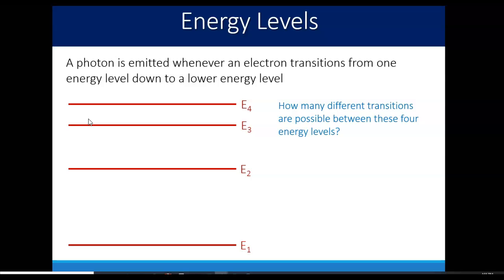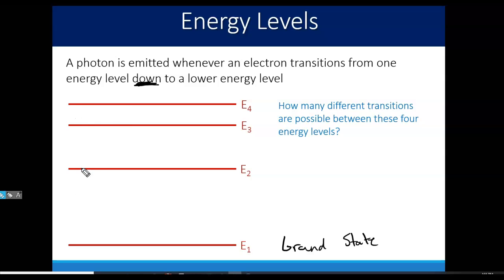Now, this is a very common type of IB question to see. In this case, these horizontal lines basically correspond to the electron energy levels in the Bohr model. So E1 would correspond to ground state. And a very common question to see on the IB exam is how many different transitions are possible between these 4 energy levels. Keeping in mind that a photon is emitted whenever an electron transitions from one energy down, keyword is down, to a lower energy level. So how many different downward transitions are possible?